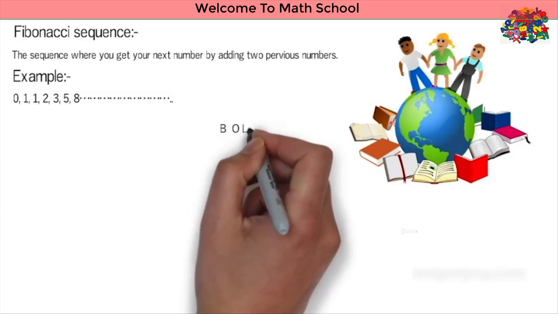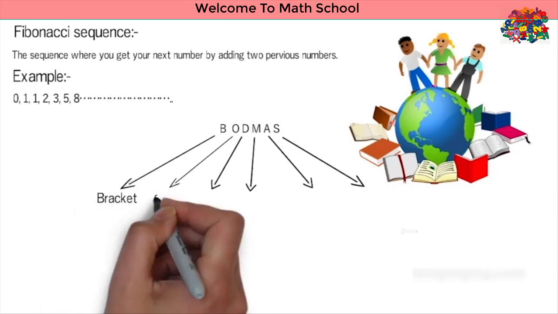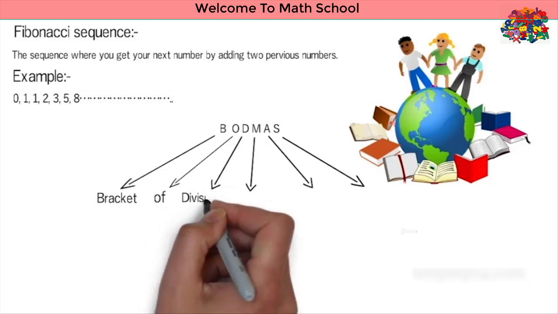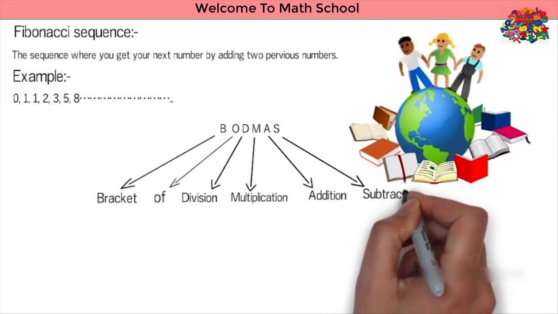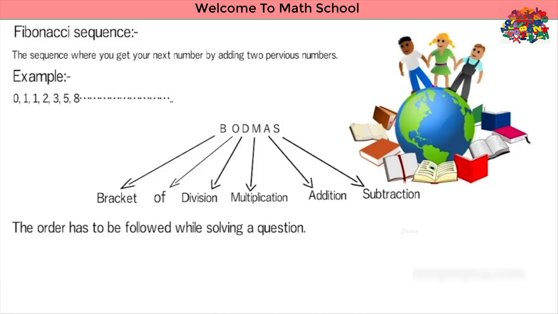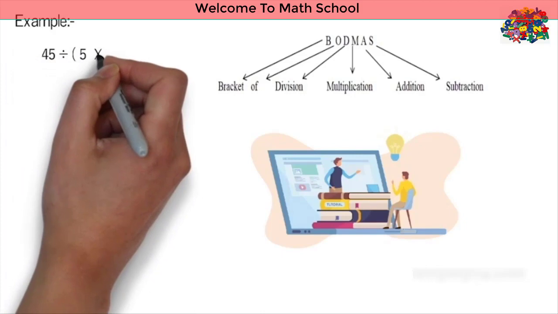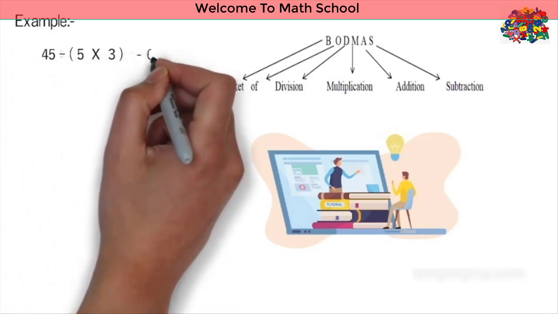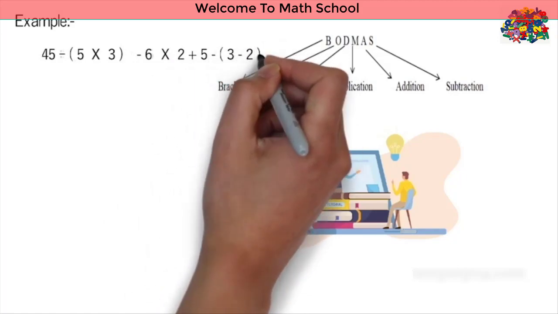Next we are going to discuss the rule of BODMAS, like how we are going to get the 4 operations done. BODMAS stands for B for bracket, O for of, D for division, M for multiplication, A for addition, and S for subtraction. This is the exact order which we are going to follow while solving a question. Let's have an example: 45 divided by (5 into 3) minus 6 multiplied with 2 plus 5 minus (3 minus 2).